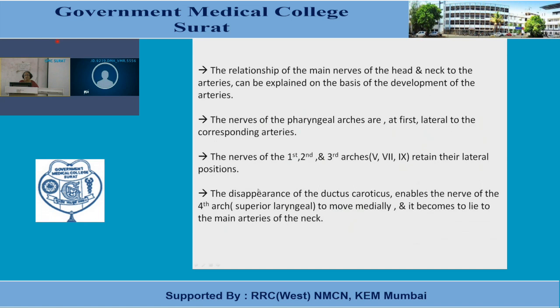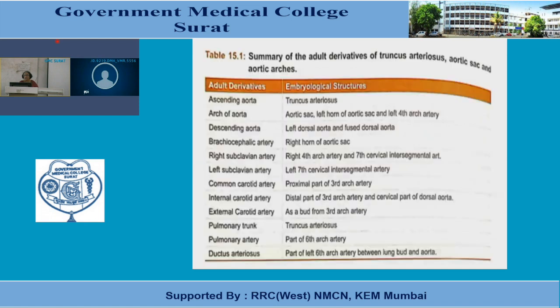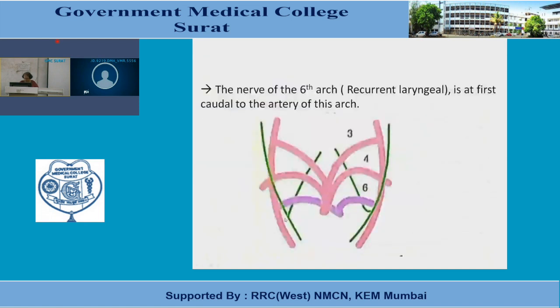The disappearance of the ductus caroticus enables the nerve of the fourth arch, the superior laryngeal nerve, to move medially, and it comes to lie medial to the main arteries of the neck, right? So here the diagram indicates the superior laryngeal nerve moving towards the medial side.